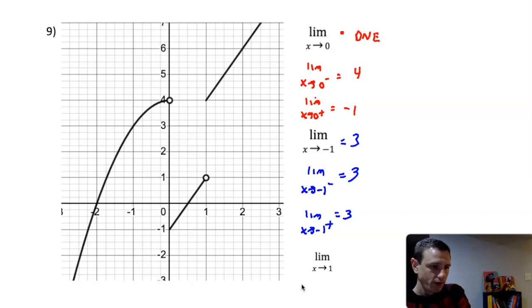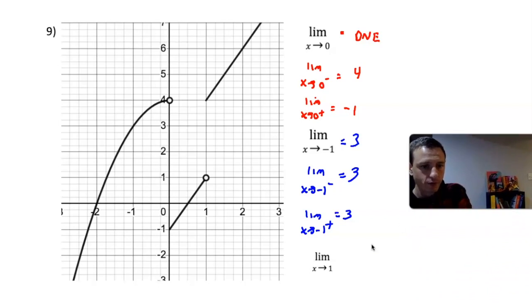X approaches 1. So I find the x value of 1. We have to evaluate from the left and from the right. From the left, at x equals 1, I am coming up to the y value of 1. From the right, I am coming up to the y value of 4. See that? So the limit from the left is 1, and from the right is 4. Two different things. So the limit as x approaches 1 does not exist.